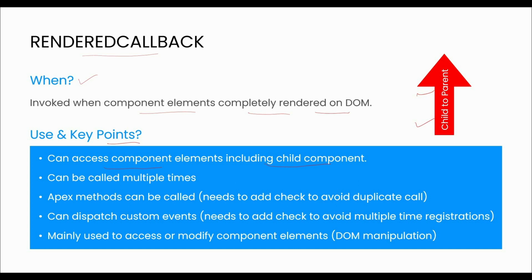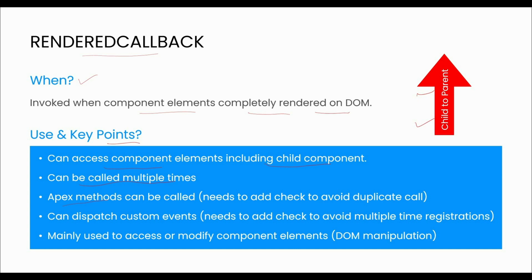In constructor, we cannot access any element, and in connected callback, we can only access the host element. But in rendered callback, we can access the host element, child elements and child components as well. This callback method is generally called multiple times, and here also we can call Apex methods and UI record API methods. But I think that's not a good practice because, as discussed, it may be called multiple times.